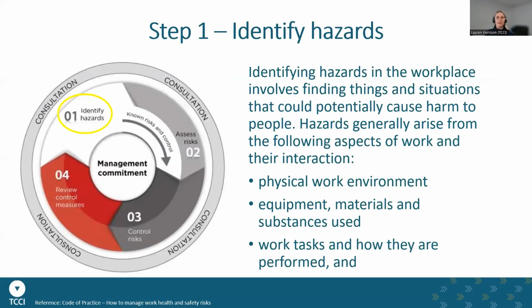So step 1. So I've circled it there. You can see number 1, identify hazards. So we do a separate training session on what a hazard is and how to perform a risk assessment as well. So this is just a high level of that. So identifying hazards in the workplace involves finding things and situations that could potentially cause harm to people. Hazards generally arise from the following aspects of the work and their interaction. So you've got physical work environment, equipment, materials and substances used, work tasks and how they are performed.